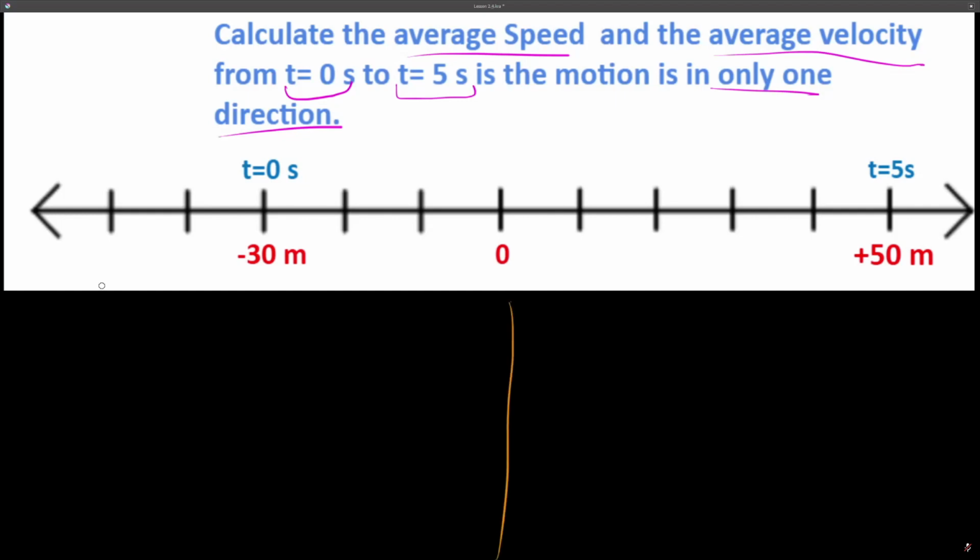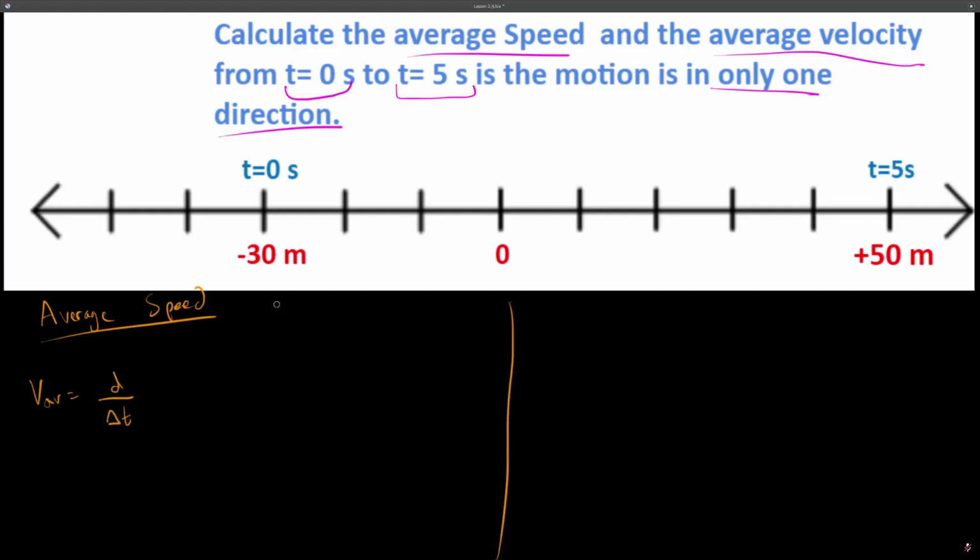We'll do the right side. We'll start with the average speed. So calculate the average speed. The formula we have is v, so no vector, just v average is equal to distance over delta t.